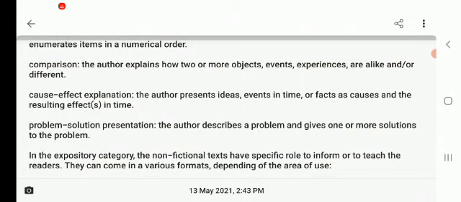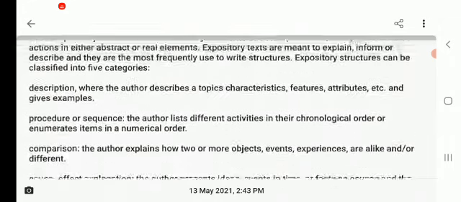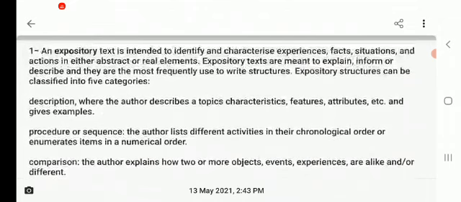So the basic thing which is very important is that you have to mention the cause, what are the effects, the explanation. Before giving the explanation there must be a specific reason behind it. So causes are very much important. What effects are there, what are the facts, what are the events in time, so those are necessary. Then problem and solution: the author describes a problem and gives one or more solutions to the problem. So these are the few points which are enlisted in the expository text.